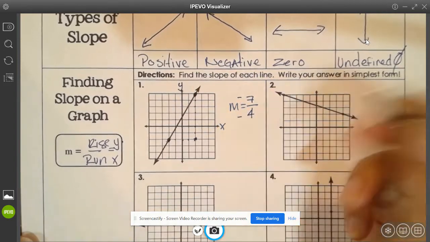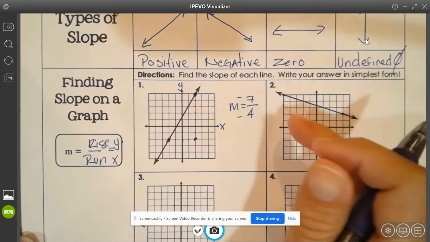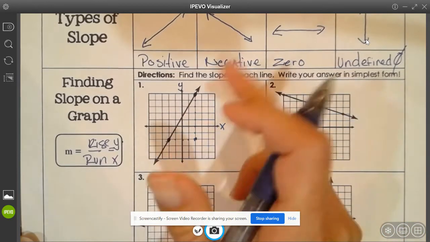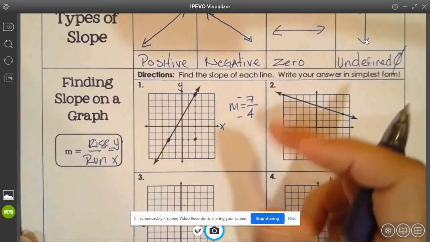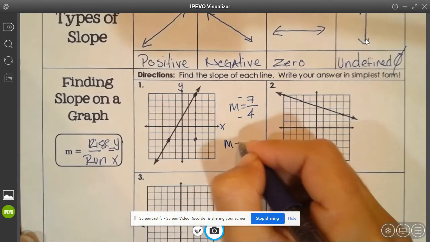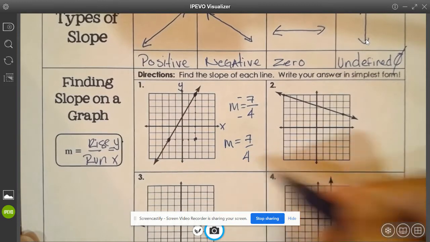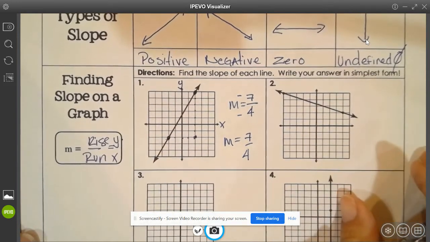Now, remember, we went down, which is -7, and we went to the left, which is -4. But remember, I said this slope was positive, but a negative and a negative gives you positive, right? So your real slope is 7/4, right? You can't have two negatives. When you're dividing, it's positive.